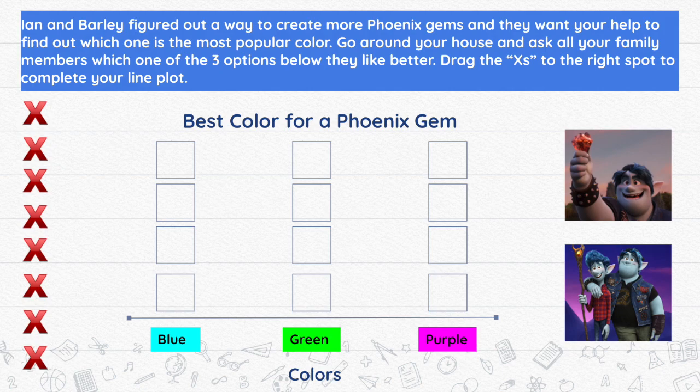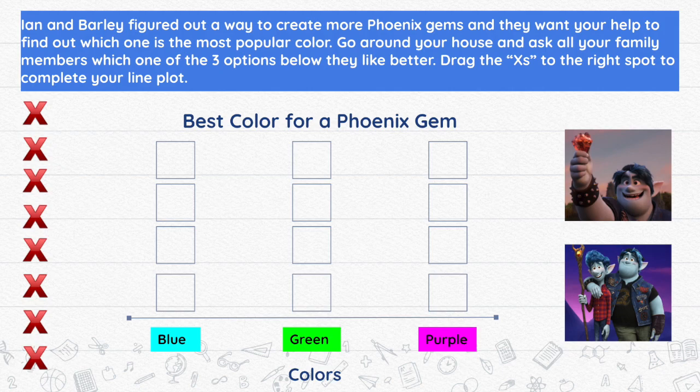I don't know if everybody watched the movie this weekend, but the movie was about Ian and Barley, 2 brothers that went on an adventure to find Phoenix gems. They wanted to bring back magic. They ended up finding it. I don't want to spoil the end, but anyways, let's read the exit ticket.